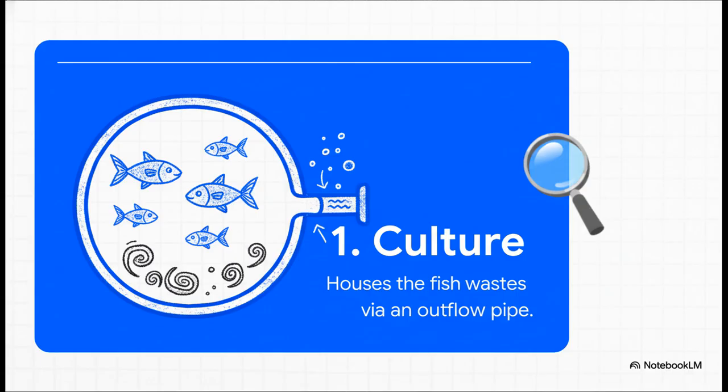Now, obviously, its main job is to hold the fish, but a well-designed tank does more than that. It's actually engineered to use water flow to concentrate all the waste, the feces, the uneaten food, and all the dissolved stuff like ammonia and CO2, and funnel it towards the exit pipe to begin the cleaning process.